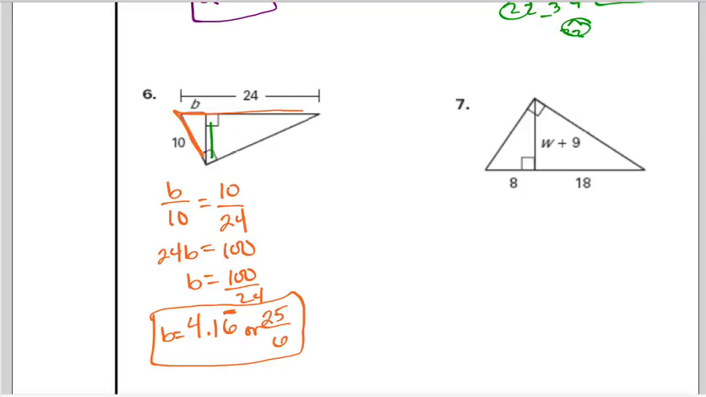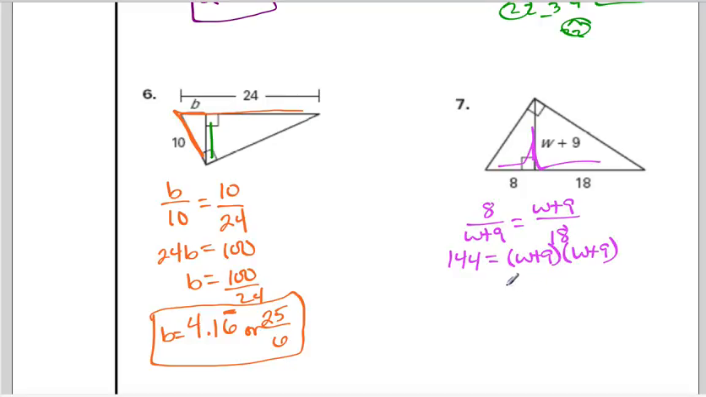Number 7, I can see that I'm using this middle piece here, so I am going to do that heartbeat, having 8 over w plus 9 equals w plus 9 over 18. And so this time when I cross multiply, I'm going to have to FOIL those together. 8 times 18 is 144, and so on the right side we've got w plus 9 times w plus 9. So as I FOIL this together, I'm going to get w squared plus 9w plus 9w plus 81. On the left side I had 144.